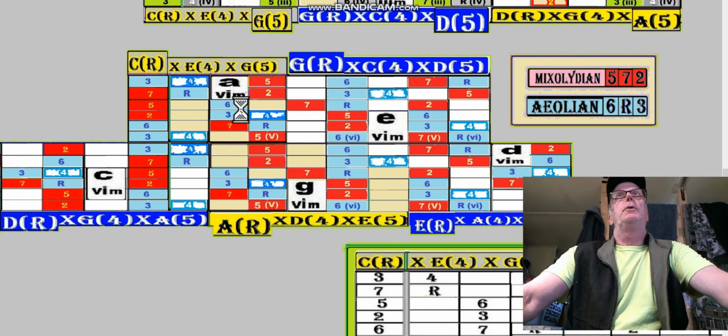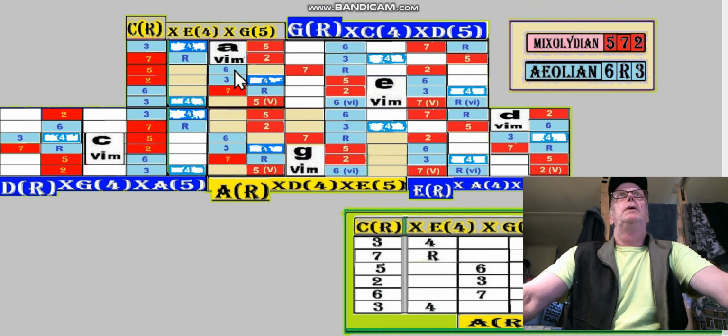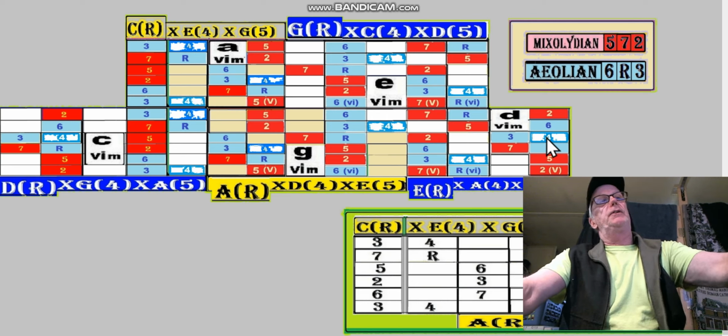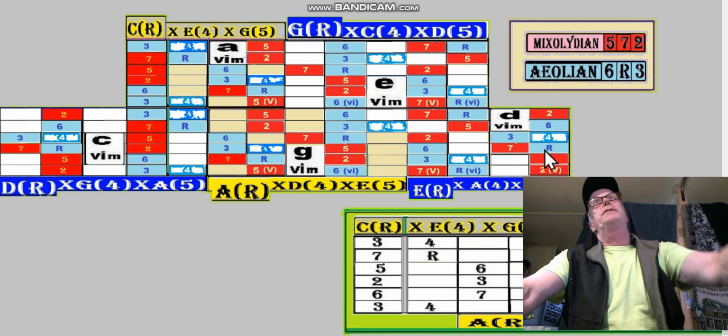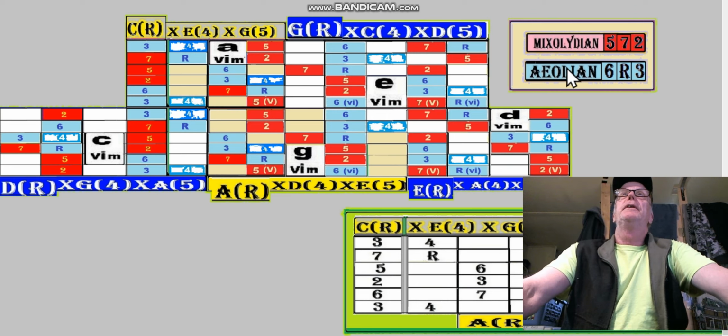Alright, I'm going to do one more segment and that's it. Same thing for Aeolian here and Mixolydian. By the way, the frosted ones are no play notes. There's no play 4. Now you can play that if you're playing the scales. That's the 7th of Mixolydian. Aeolian, that's the 6th of Aeolian.